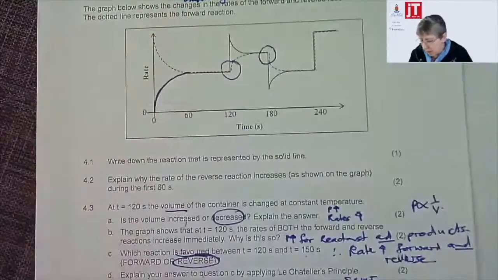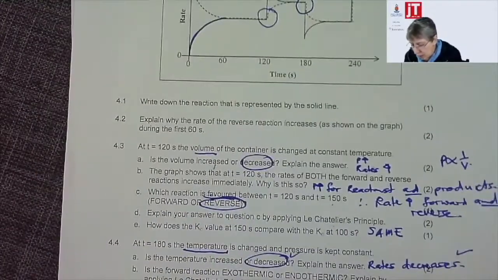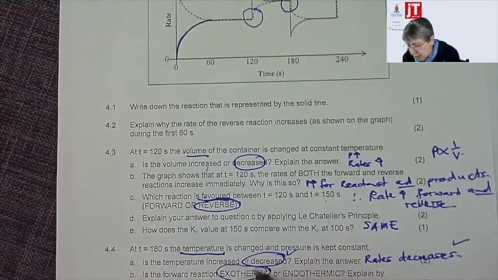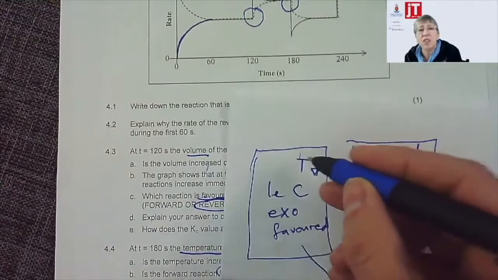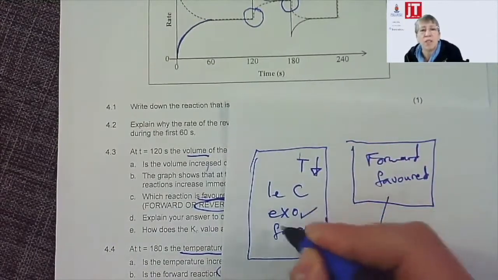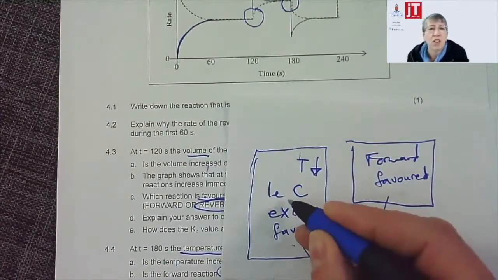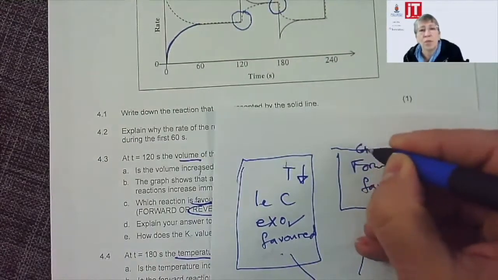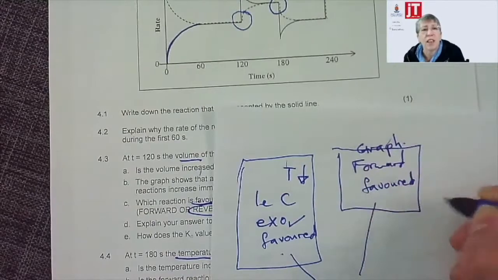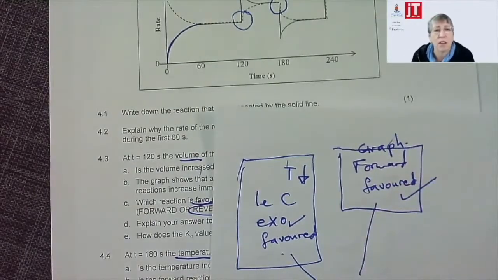Right. So here the first mark will definitely be for you to say it's exothermic, and then we have to explain any decrease in temperature always favor the exothermic reaction according to Le Chatelier. And from the graph, I can read the fact that the forward reaction was favored. Okay, moving on. Next one.